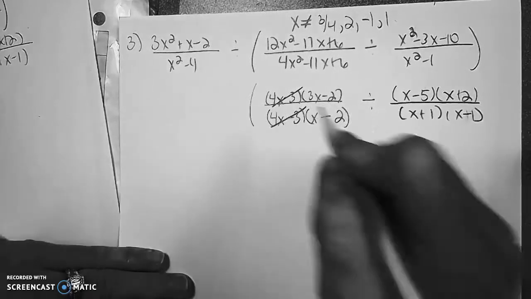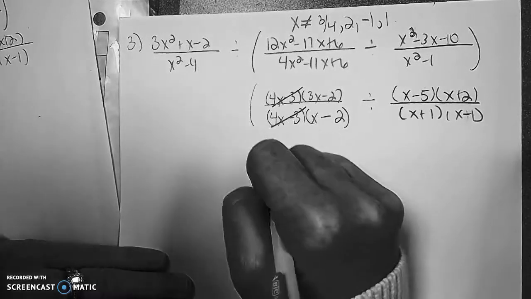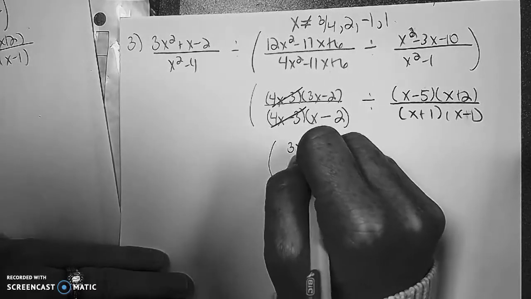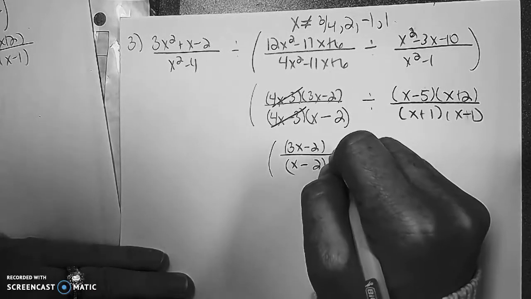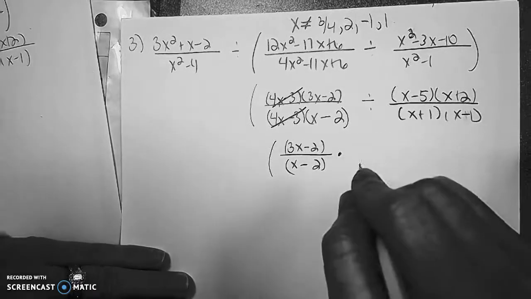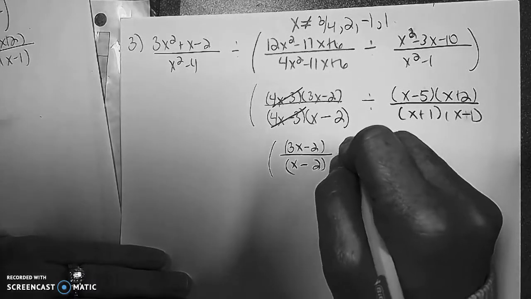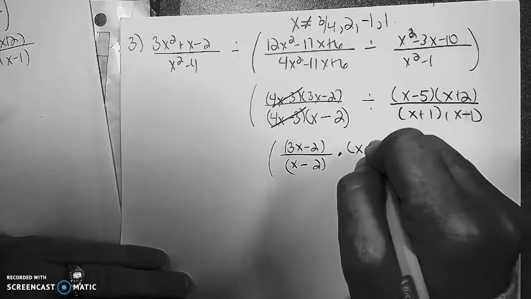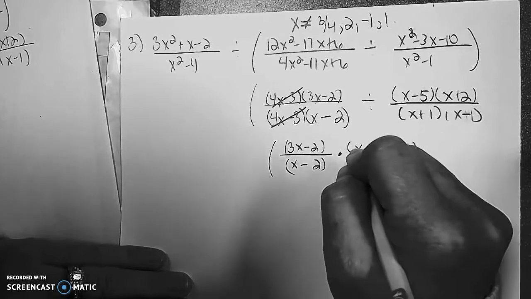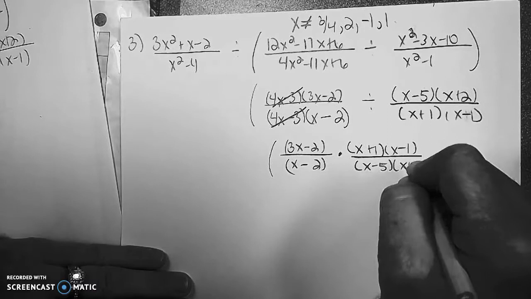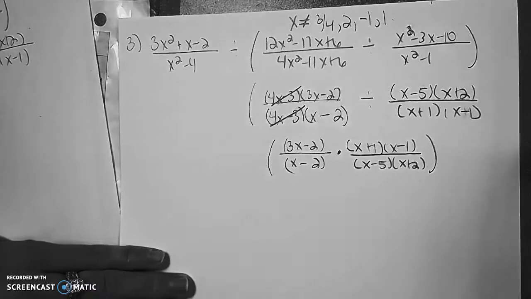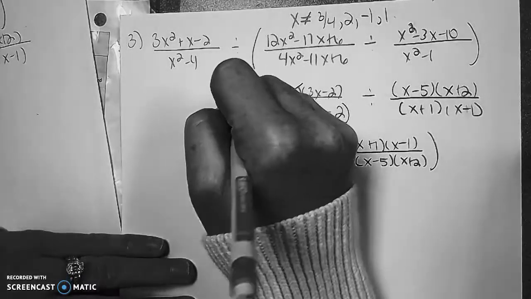I can reduce the 4x minus 3, and I now know that I need to go ahead and keep the first fraction the same, change the division to multiplication, and then reciprocate. So I have nothing else in here that will simplify.